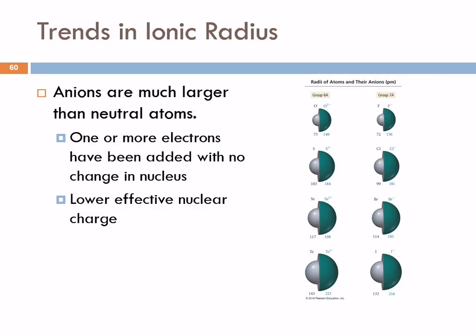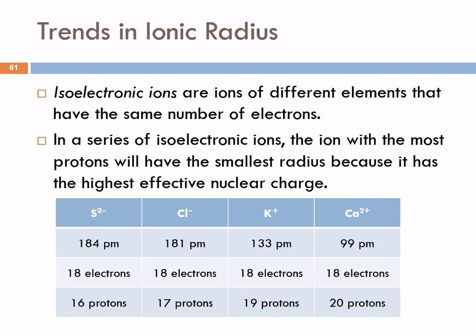What's this effective nuclear charge for the ion? Is it -1? The effective nuclear charge of the ion. It's a little harder to calculate, but we have more electrons and we have the same number of protons, and so it goes down. It's not as easy as just subtracting, but it does go down. So trends in ionic radius.